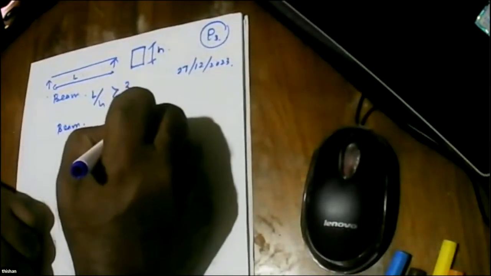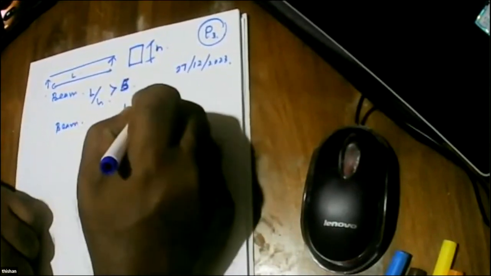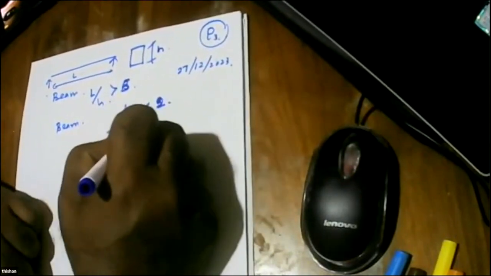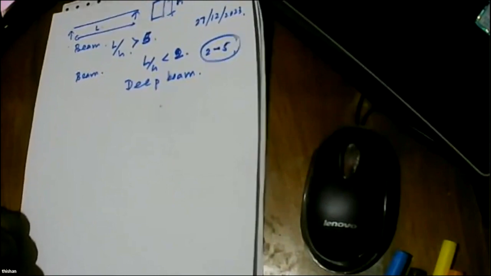If L/H ratio is less than 3, or some people say 2 as well, let's say greater than 5, we say it's a beam. Less than 2, we call it a deep beam. Between 2 and 5, you have to use your discretion. If it is greater than 5, definitely it's a beam. L/H less than 2, it's a deep beam. Between 2 and 5, use your discretion.